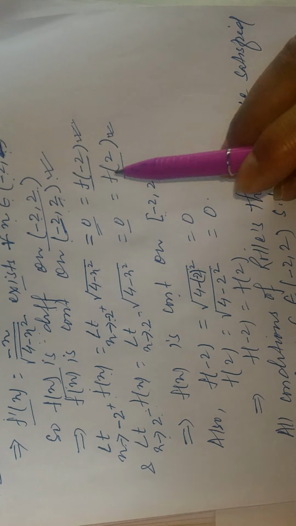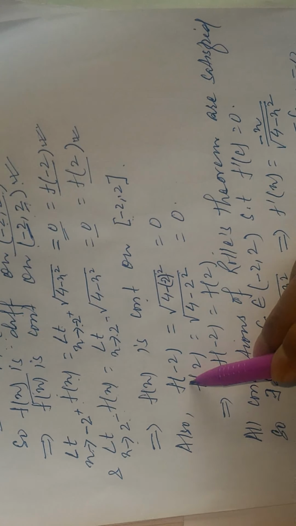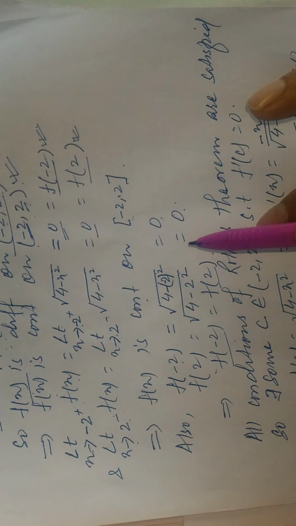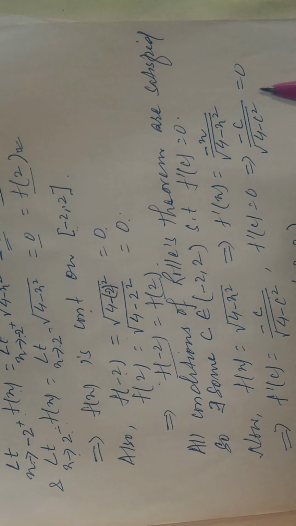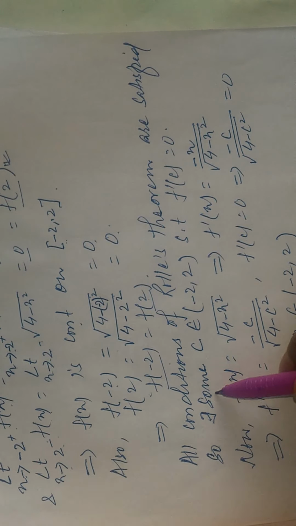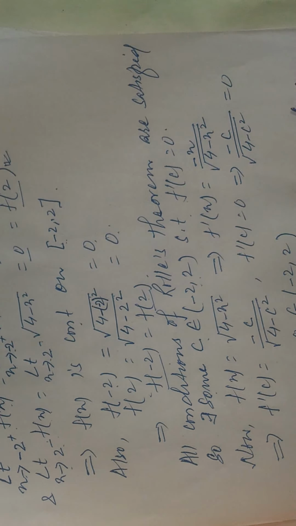So we have got that it is differentiable, it is continuous, and also if you check the values, f of minus 2 is 0 and f of 2 is 0, it means f of minus 2 is f of 2. So it is continuous, it is differentiable, and f of minus 2 is f of 2. So we can say the conditions of Rolle's theorem are satisfied. So there exists some c belonging to minus 2 to 2 such that f dash c is equal to 0.